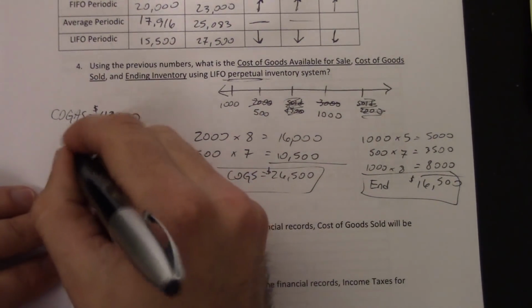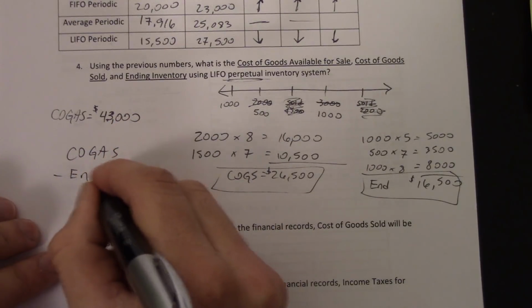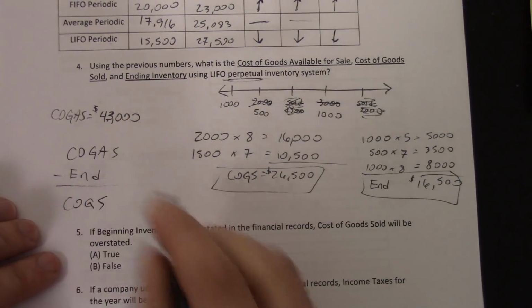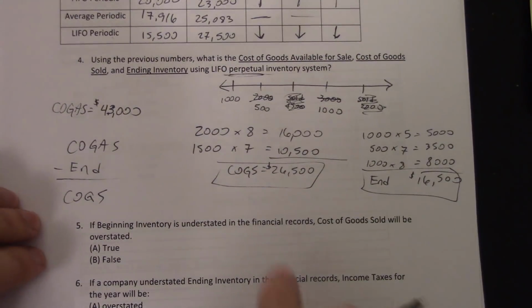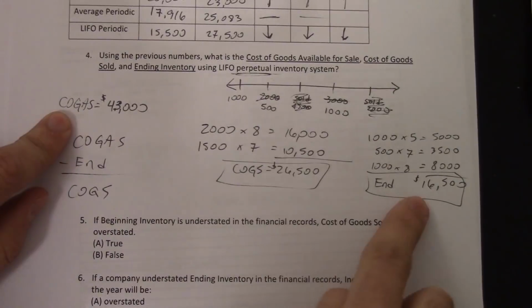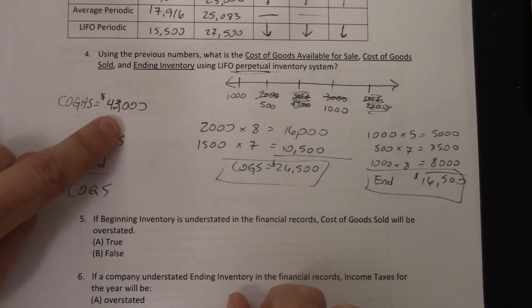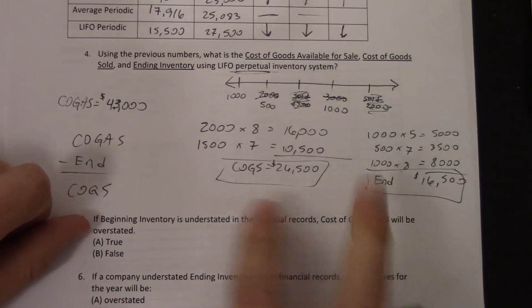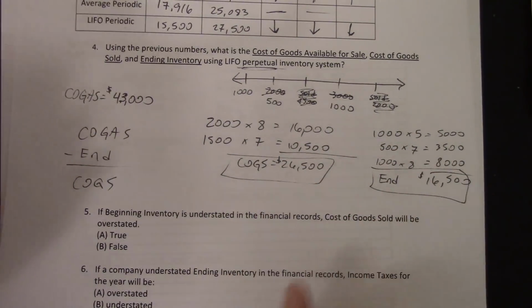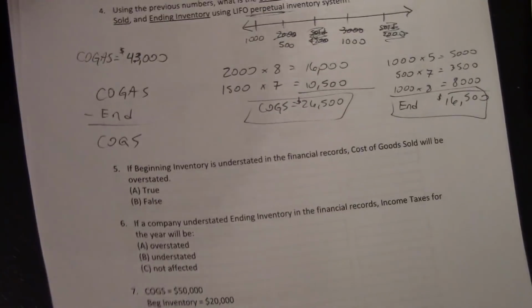Don't forget, you can also say cost of goods available for sale minus ending inventory gives us cost of goods sold. So if you have cost of goods available for sale and ending inventory, you can just subtract these and get cost of goods sold. Or you can flip it around. If you have this and this, you can figure out this. If you have two of the three, you can obviously figure out the third. There we go with inventory.